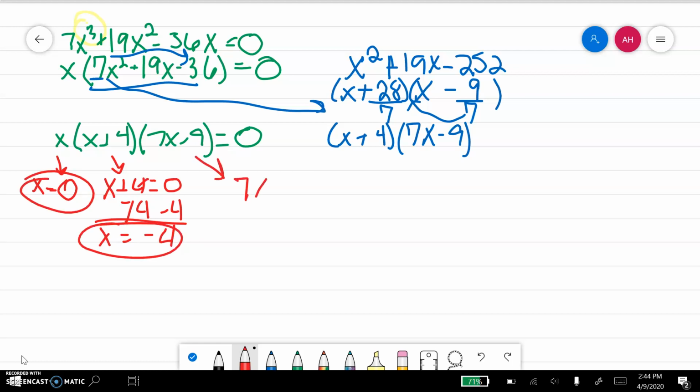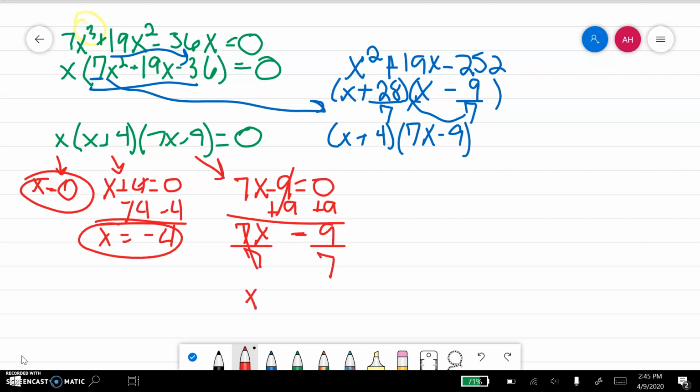And then take this one, 7x minus 9 equals 0. Add 9. So we have 7x equals 9. Divide by 7. And your third answer is 9 over 7.